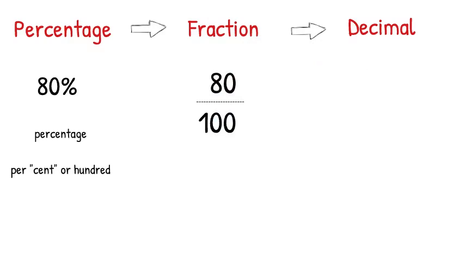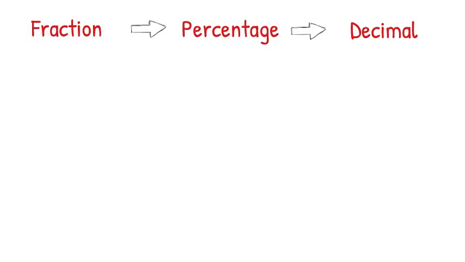out of 100. Now, a fraction that is out of is another way of representing a division statement. So if we divide 80 by 100, we get 0.8, or our decimal representation of this number. Now let's try going fractions to percentages to decimals.